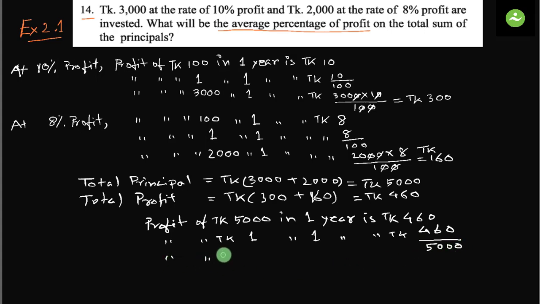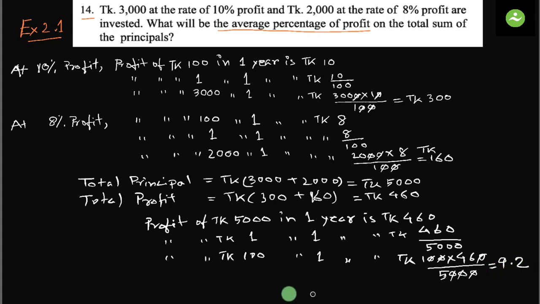Profit of Taka 100 in 1 year is Taka 100 into 460 by 5,000. Let's simplify. The 00 gone, 00 gone, and it is 9.2.